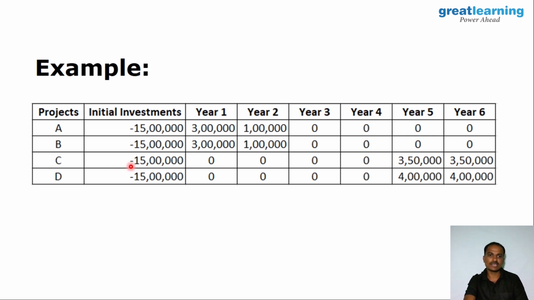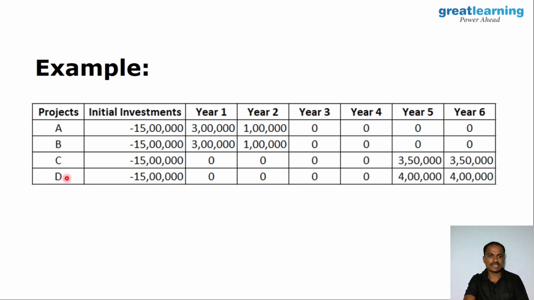Project C requires an initial investment of 15 lakhs, but it does not yield any return in year 1, year 2, year 3, year 4, but it yields some returns in year 5 and year 6. That is 3,50,000 in year 5 and 3,50,000 in year 6.